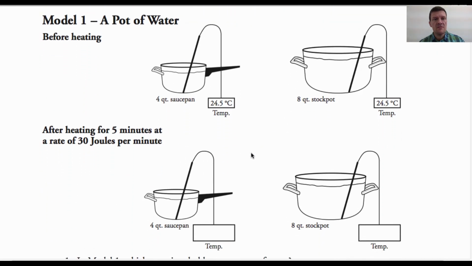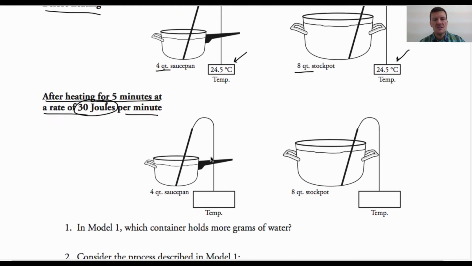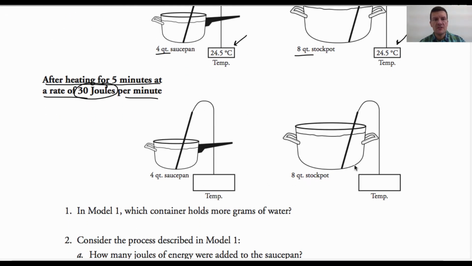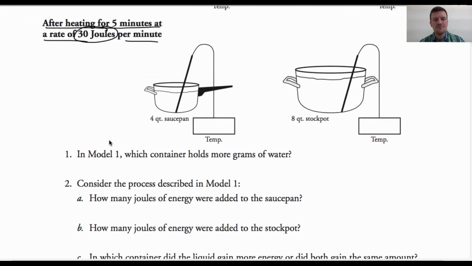In Model 1 we have a pot of water. This is before heating, and you'll notice that we're given a certain volume. We have 4 quarts. We have an 8 quart pot here. We are measuring the temperature with this probe. Here we're measuring the temperature again. Then after heating for 5 minutes at a rate of 30 joules, that's a measurement for energy, 30 joules per minute, this is what we're going to determine down here. So we're going to heat it for 5 minutes.